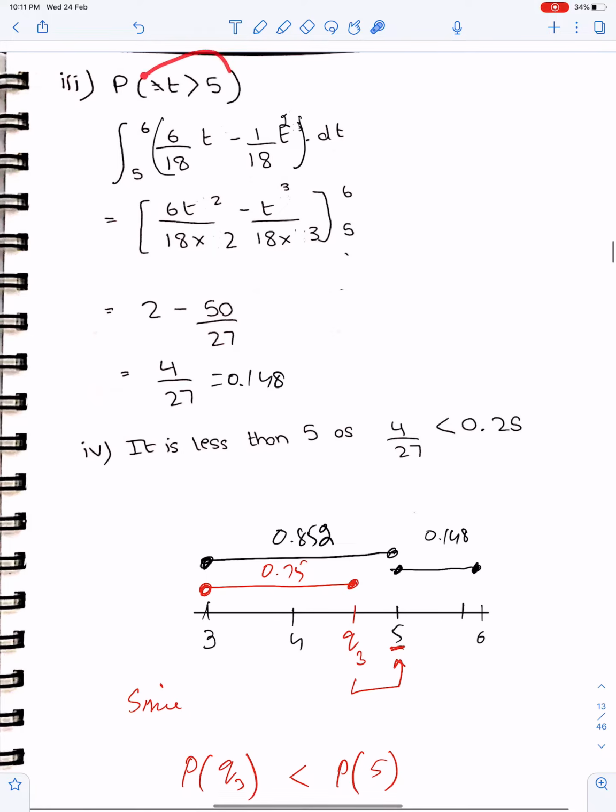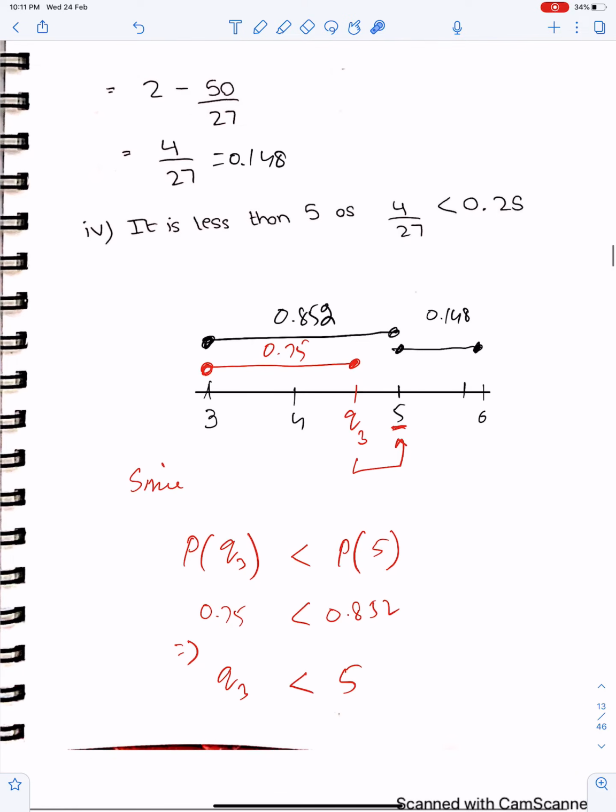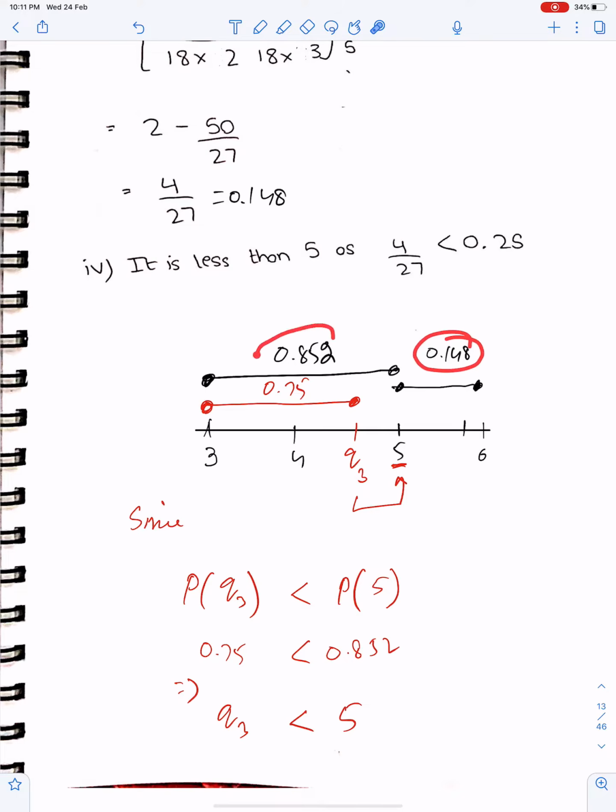We had the probability greater than 5, it's 0.148, and I used this probability and got this probability. And then the probability for the upper quartile is 0.75, and 0.75 is less than 0.852. So the upper quartile should be between 4 and 5. So the upper quartile is less than 5.